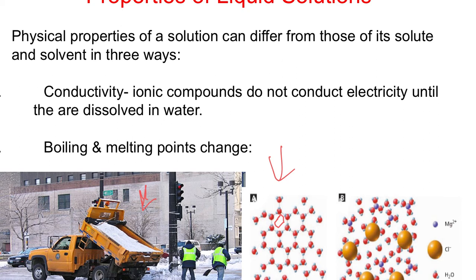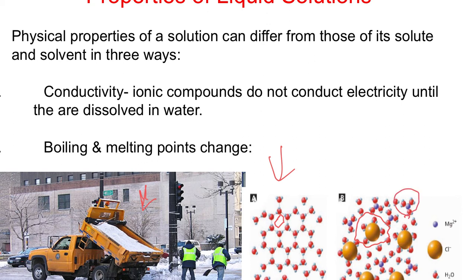Now, what happens when you introduce an ionic compound to ice, such as salt? What happens is the salt gets in between the formation of the crystals, and as you can see here, the water molecules line up around the chlorine atom, and vice versa. They line up around the sodium atom.